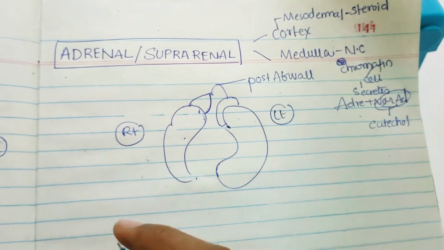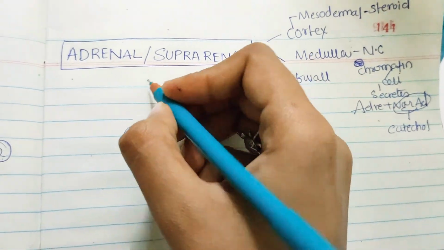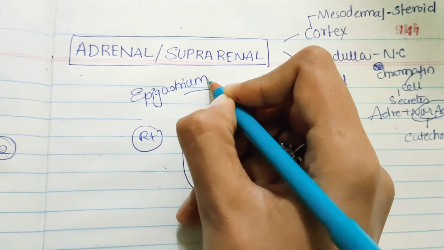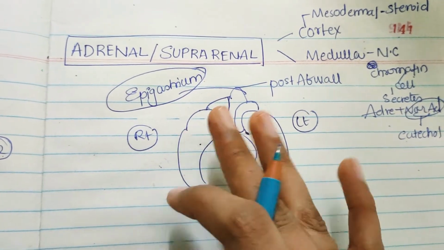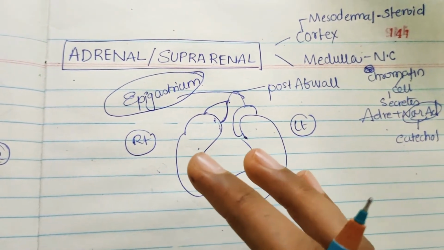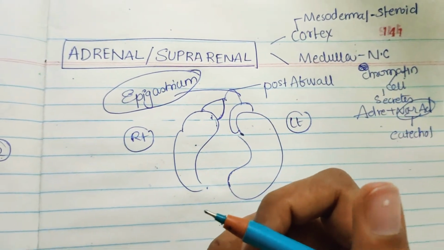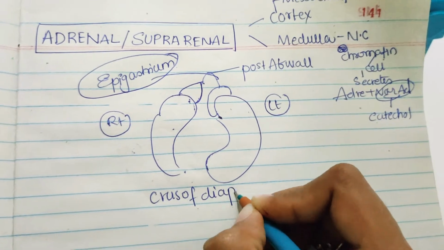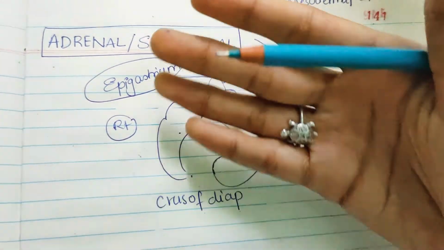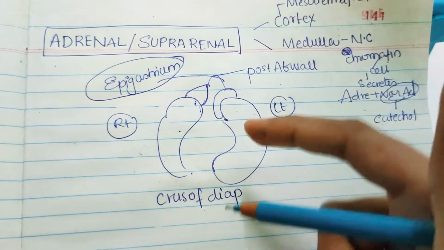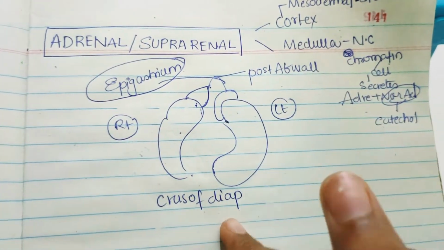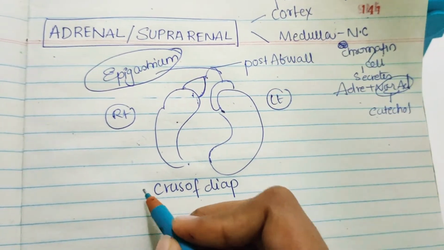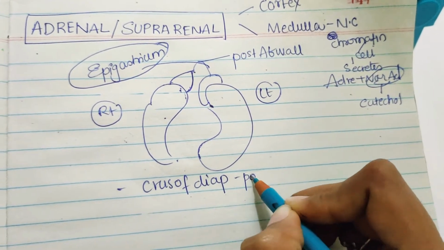Now coming to the location, they are located in the epigastrium. I hope everyone knows the 9 regions of abdomen. So in the epigastrium you have your suprarenal gland. They are located in front of the crus of diaphragm. Why? Because the crus of diaphragm is in the posterior relation to the suprarenal gland. The crus of diaphragm is located posteriorly, so anterior to the crus of diaphragm will be the suprarenal gland. This is a posterior relation to the suprarenal gland.